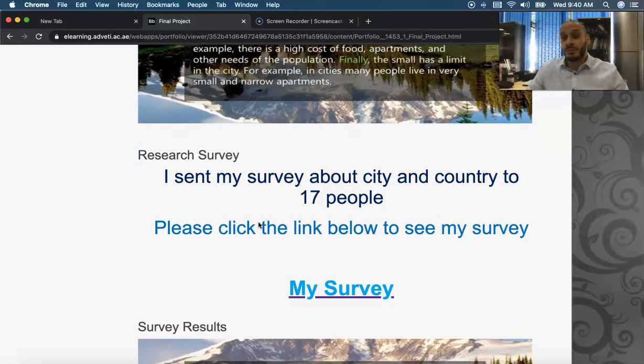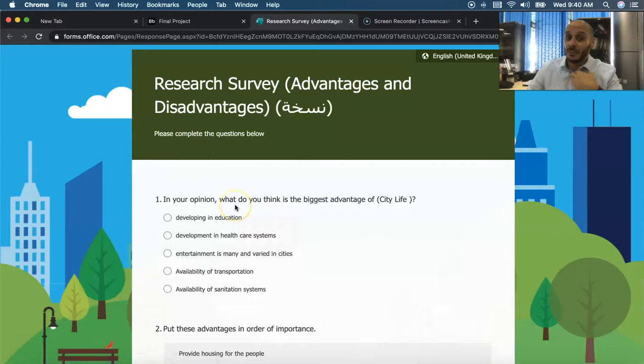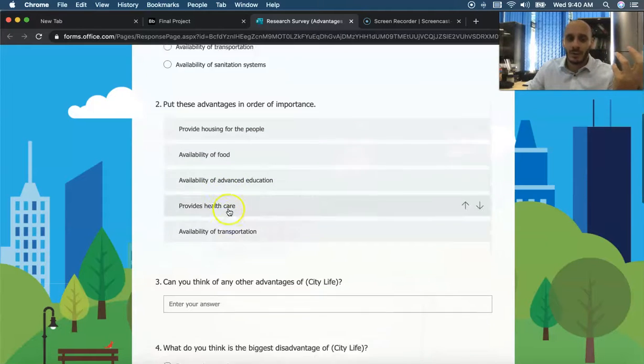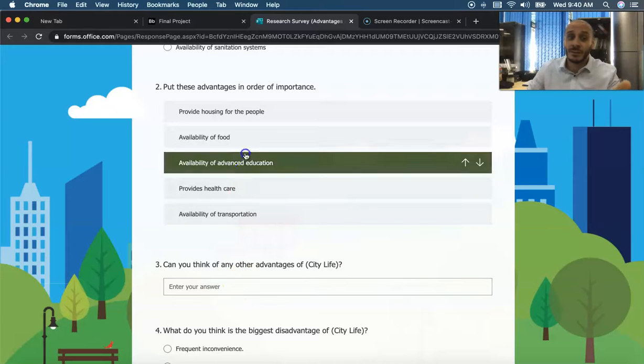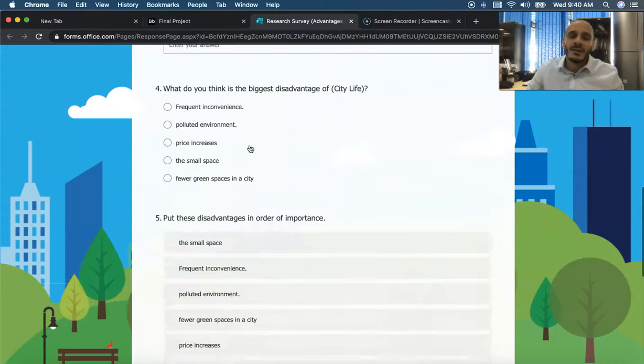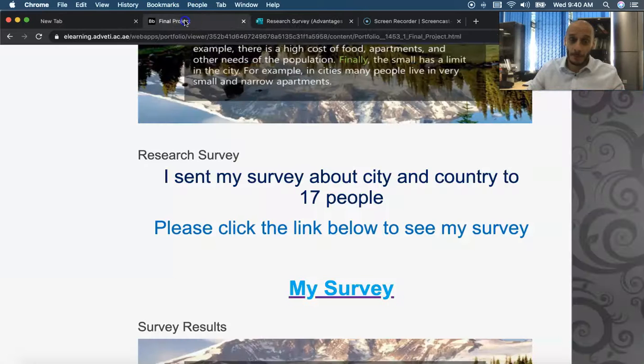Then to beef up the project, they made a survey and sent it to their classmates. She sent it to 17 people. I think the highest was about 120 people. So again, they're asking other people for their opinions on city life. What's the biggest advantage? Can you think of any other advantages? Put these in order of importance. So they did this survey to get some data to support their essay.